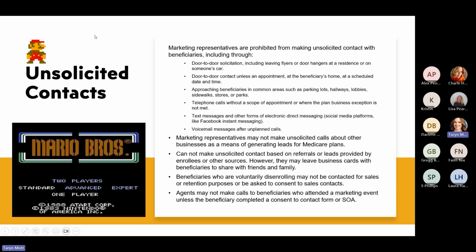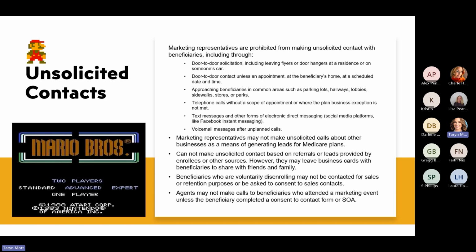Unsolicited contacts. Marketing representatives are prohibited from making unsolicited contact with beneficiaries, including through door-to-door solicitation, including leaving flyers or door hangers at a residence or on someone's car. We've had a boss before that was determined that we should put notes on people's doors or give them to the apartment manager. We told him it was not right.